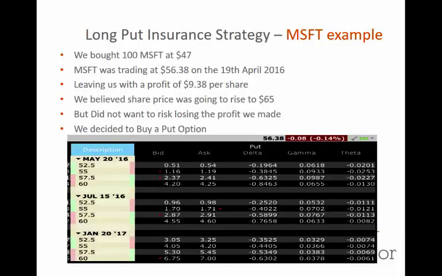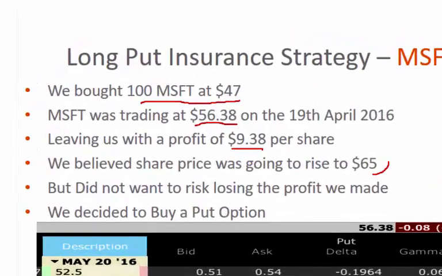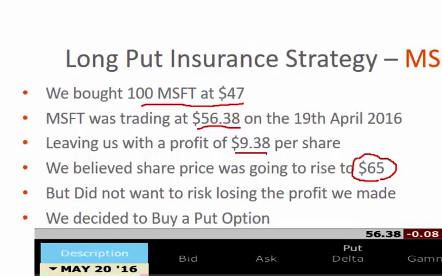We currently own 100 shares of Microsoft at $47. Today it's trading at 56.38. So at the moment we've got a $9.38 per share profit, which is quite substantial. Now we still think that the share price is going to rise to $65. But at the same time we don't want to lose any of the profit we've made, just in case we're wrong.